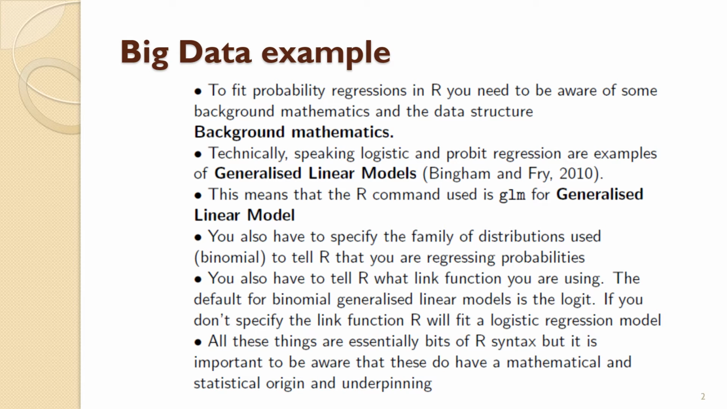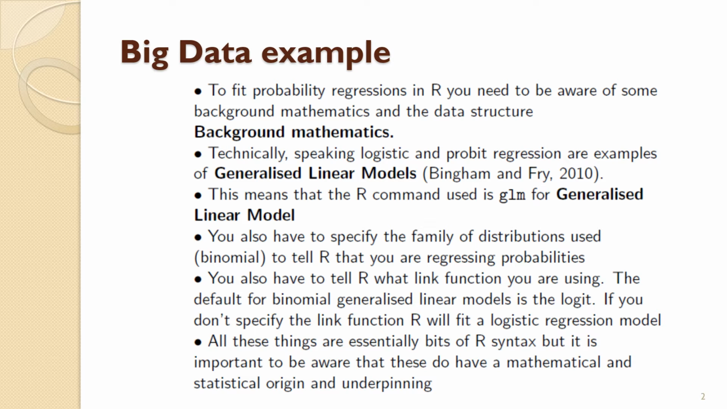So even though we're starting with this big data example, some background maths and programming is really important here. To fit probability regressions in R, you need to be aware of some of the background mathematics and the data structure. So you've really got to think about how the problem at hand works. In terms of the background maths, technically speaking, logistic regression and probit regression models are examples of something called generalized linear models. There's a reference to my textbook there. This means that the R command used is glm, for generalized linear model.